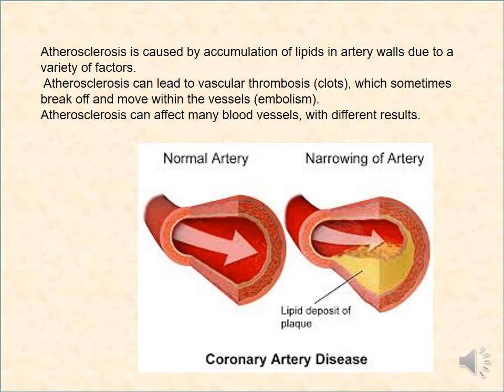The atherosclerosis is caused by accumulation of lipid in the arterial wall due to a variety of factors. The atherosclerosis can lead to vascular thrombosis, clot, which sometimes break off and move within the vascular, called embolism. The atherosclerosis can affect many blood vessels with different results. This figure shows the accumulation of lipid within the arterial wall that lead to narrowing of the artery.